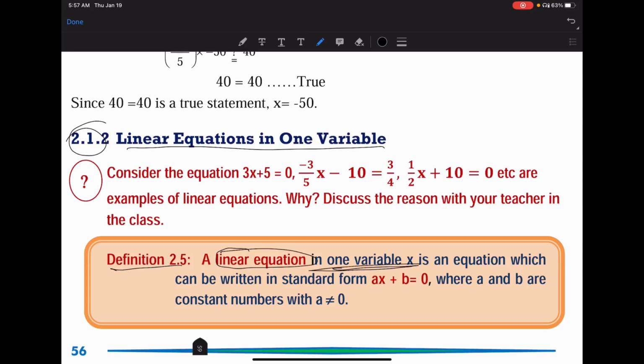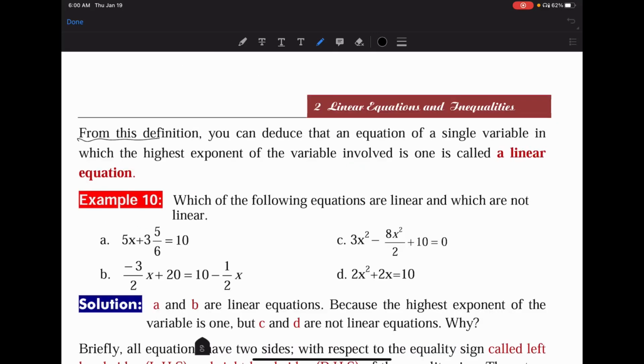2.1.2 Linear equation in one variable. Definition: a linear equation in one variable x. Later you will go on to two, three and four variables, but for now we only look at one variable. A linear equation in one variable x is an equation which can be written in standard form ax plus b is equal to 0, where a and b are constant numbers with a different from 0. From this definition you can deduce that an equation of a single variable in which the highest exponent of the variable involved is 1 is called a linear equation.